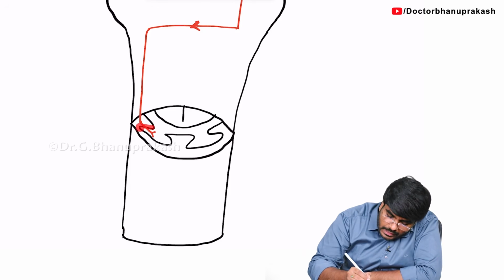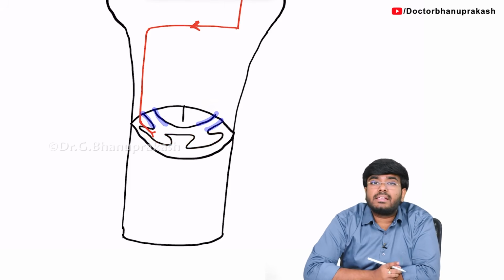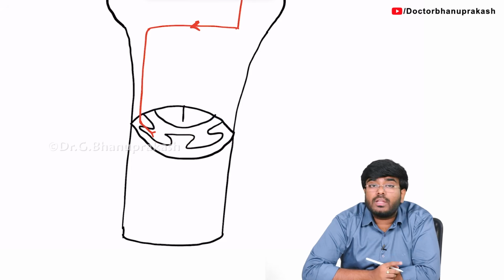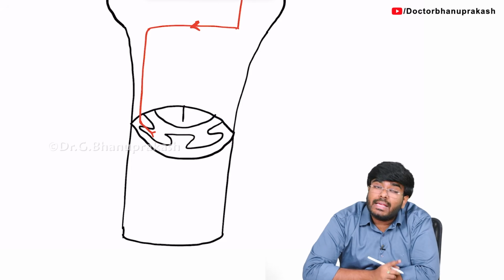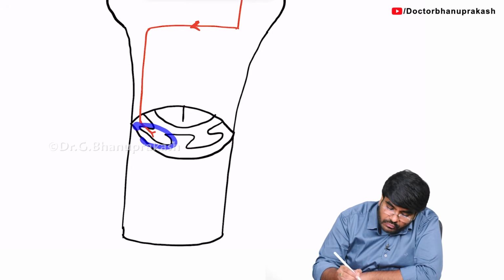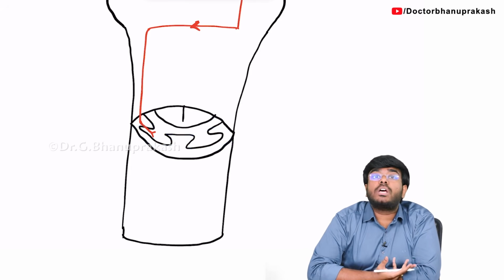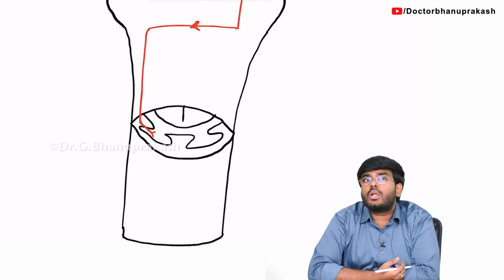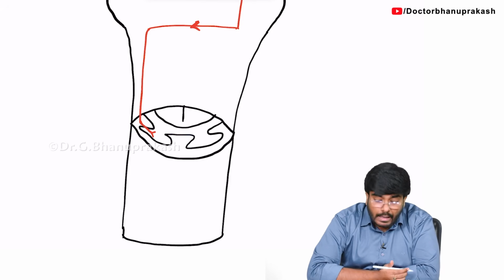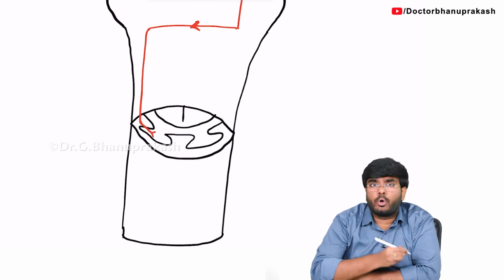We know these are the ventral horns of the spinal cord and these are the dorsal horns of the spinal cord. You tell me where exactly this motor neuron, the red color neuron, is coming. The motor neuron is coming into the anterior horns of the spinal cord. So that's why we say anterior horns are motor in nature, because the motor neurons are coming here.